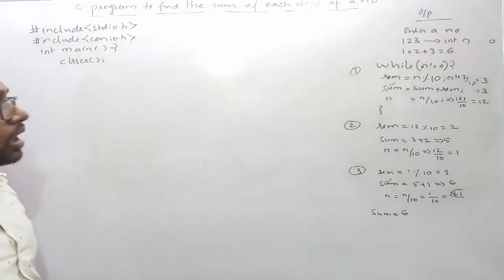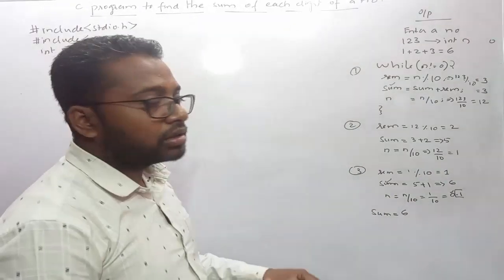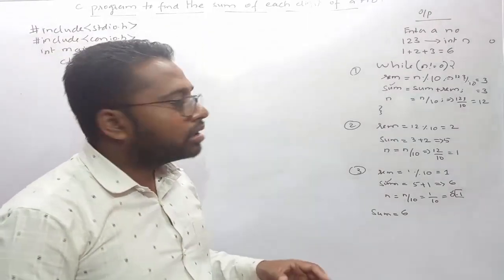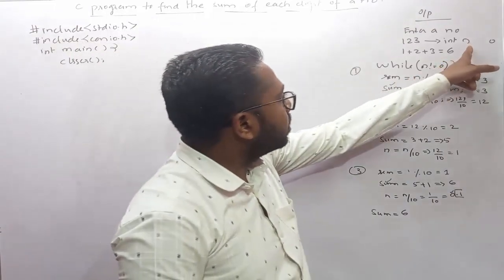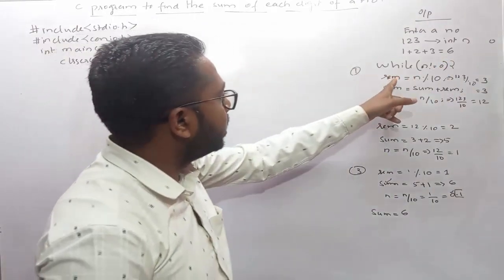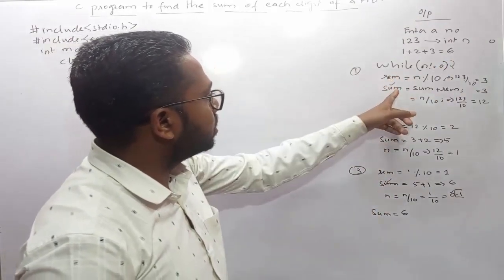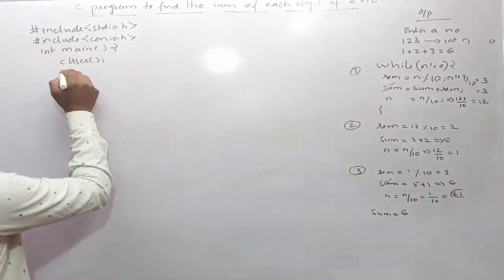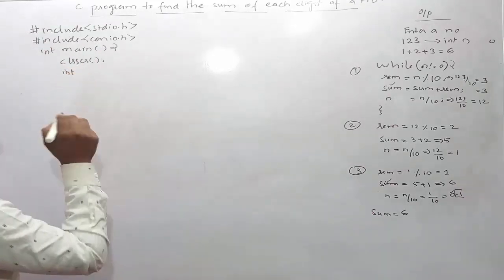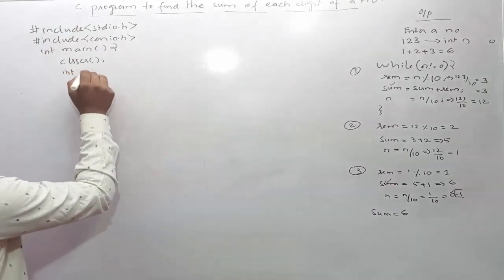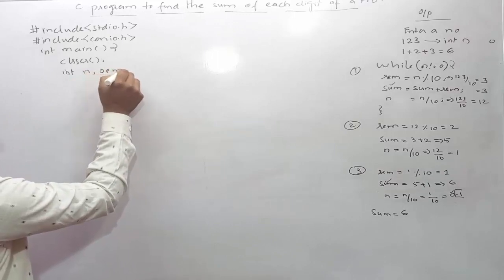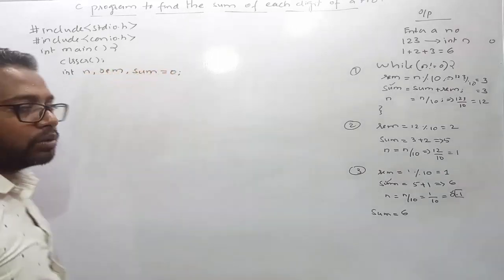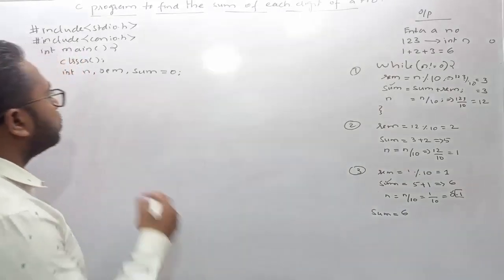Clear screen. Now I need to declare the variables. Just by looking at this output and this tracing, how many variables do we require? We require the first variable n, the second variable reminder, and the third variable sum. So these are the 3 variables we require in this program, and all of them will be of type integer: n, reminder, and sum equals 0. We need to initialize sum with the value 0.